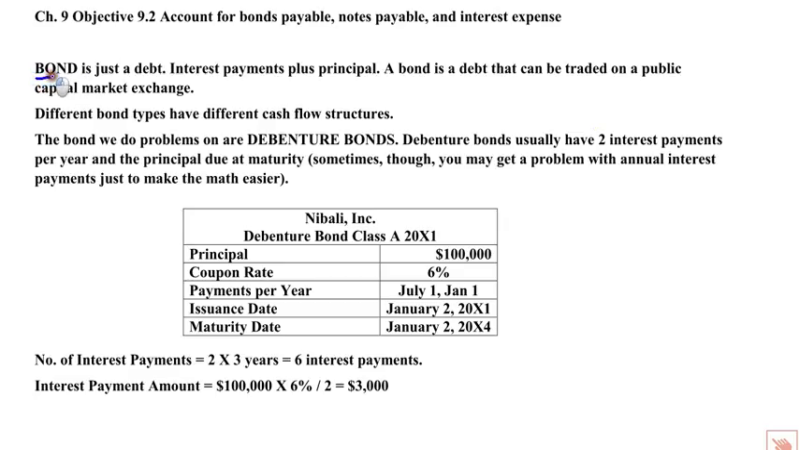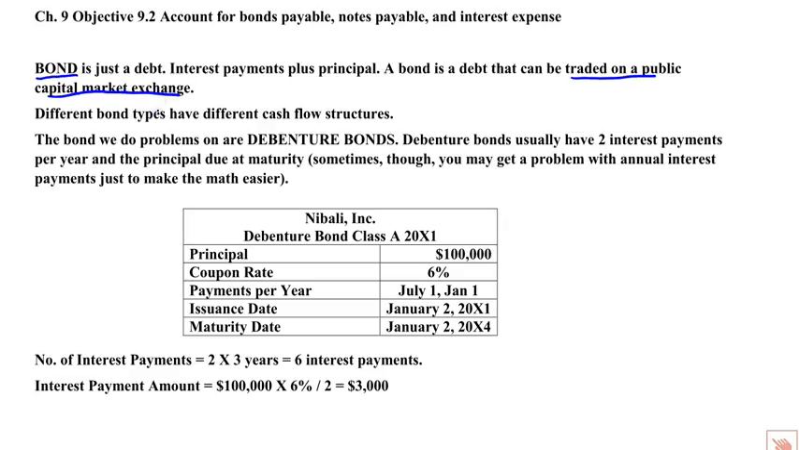So sometimes people get confused with bonds. They think there's something that's not a debt about it, but it is a debt. It has interest payments plus principal. What makes a bond unique is that it can be traded on a public capital market exchange.